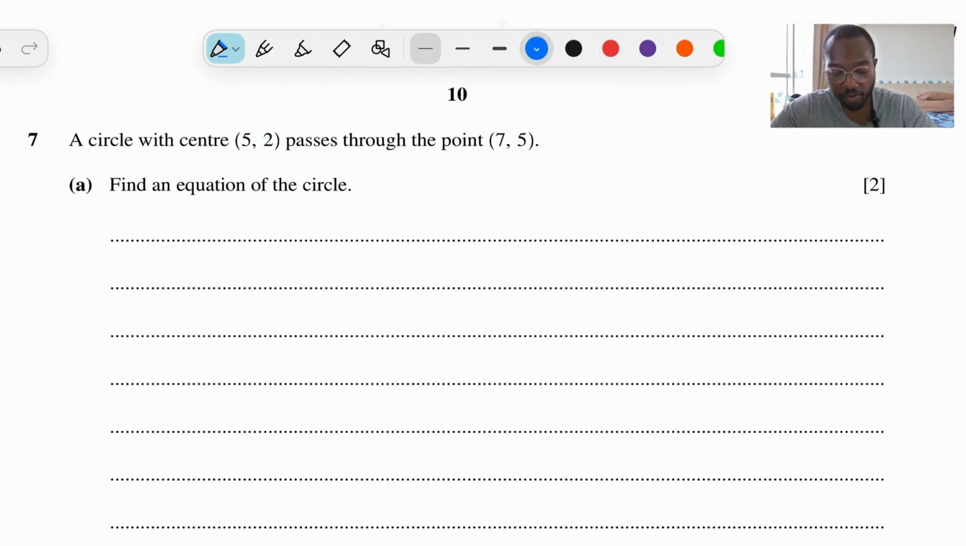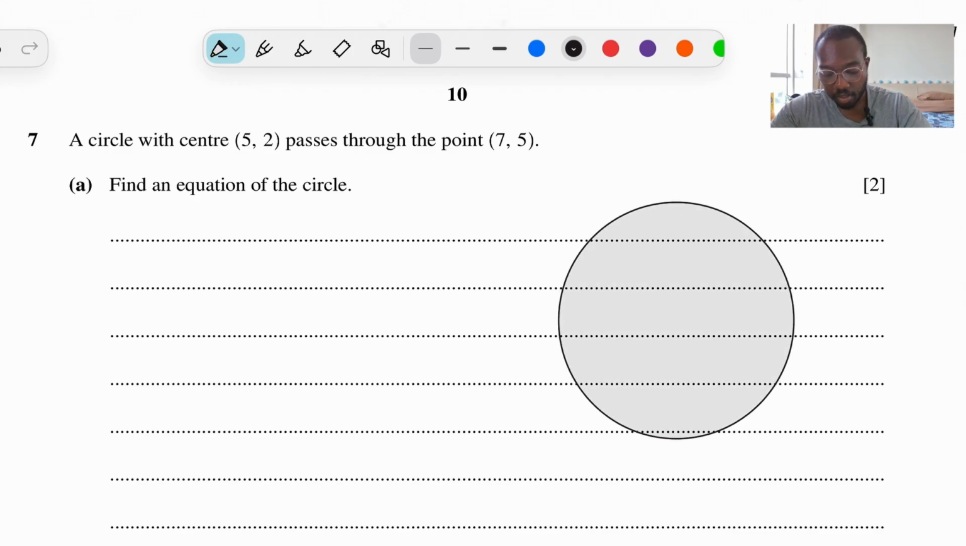So for question 7, we have a circle with center (5, 2) that passes through the point (7, 5). Find an equation for this circle. So all we need to do really is just look at the radius. So let's just work out the radius. And to do that, we just need to use Pythagoras' theorem. So if we think about it, let me just draw a circle quickly.